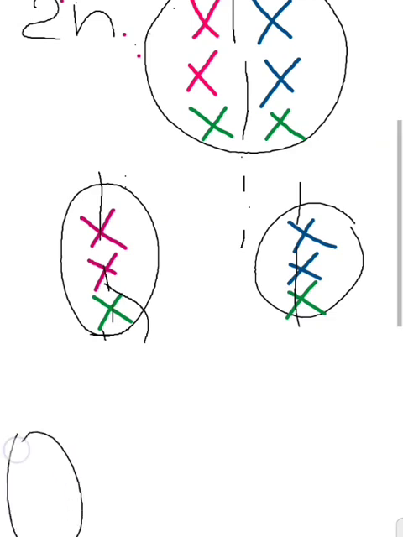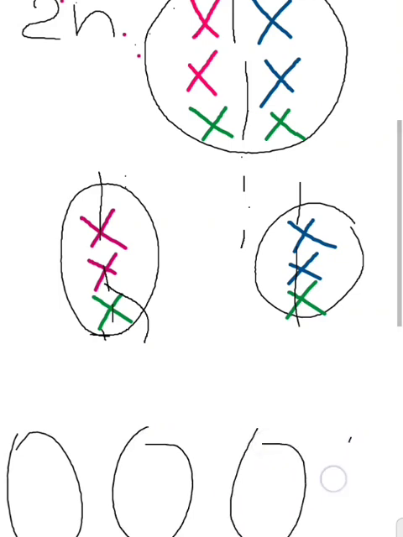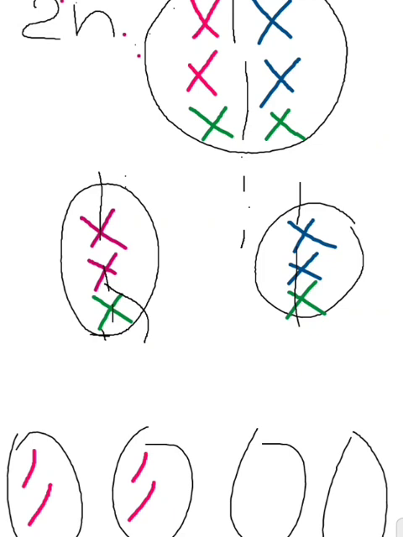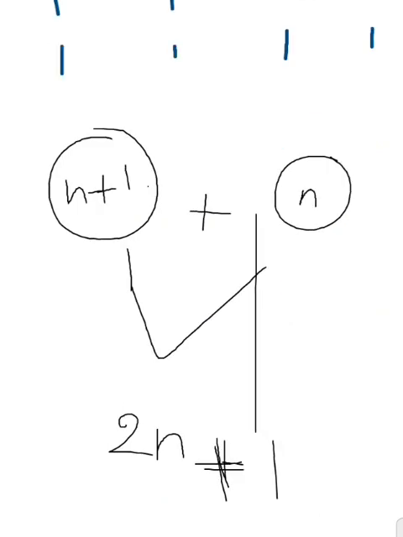Okay, so how do 4 germ cells appear? I guess the first one will get n plus 1, yes, and the second one n minus 1, and the third and the fourth one will be normal. Okay, so here again we get an n plus 1 germ cell. So with the n plus 1 germ cell joining with the n germ cell, the individual will get 2n plus 1. That is a trisomy.